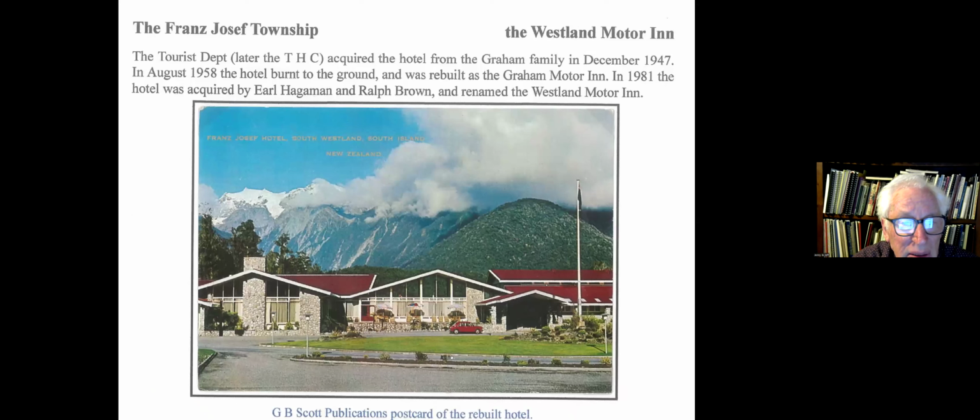This is a more modern view of the rebuilt hotel. The Waiho River, which we'll get onto a little bit later, is a bit of a problem because it flows from the Franz Josef Glacier out to the sea. It can get a bit wild when you get heavy rain. And the last time it got wild, it went right through this hotel and pretty much destroyed it.